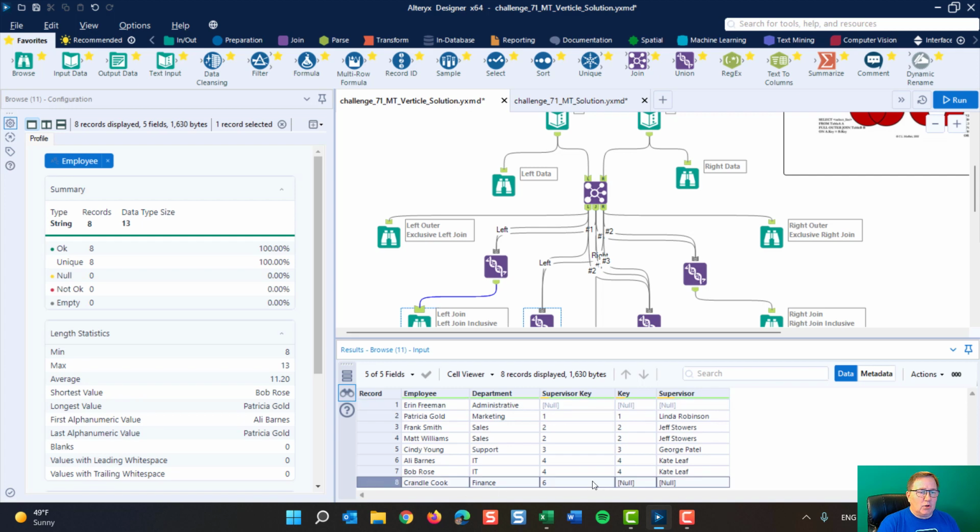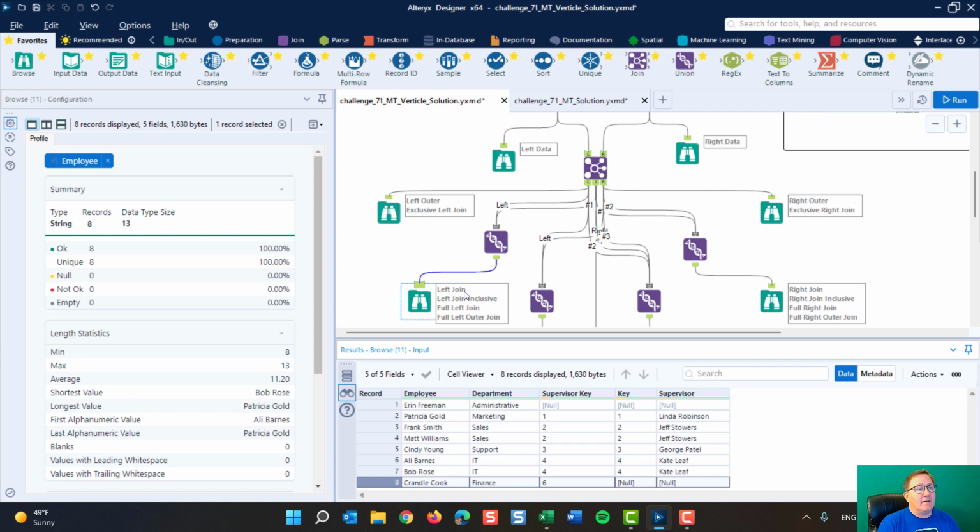Okay, Crandall Cook in finance, supervisor key 6. Well, 6 doesn't exist. So now we have all of the matches and all of the left unmatched. And sometimes that is called a left join inclusive, a full left join, a full left outer join. Again, don't get too caught up in the semantics. Language is important, but it's more important to understand what your data is matching and what it is not matching.